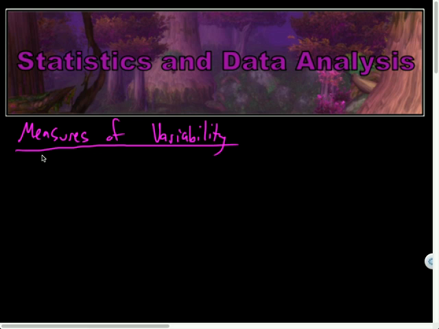Today we are talking about statistics and data analysis. We are looking at measures of variability. Previously, we looked at measures of central tendency, where we summarized a list of numbers with a single number that represented the center of the data. That concept is considered an average.